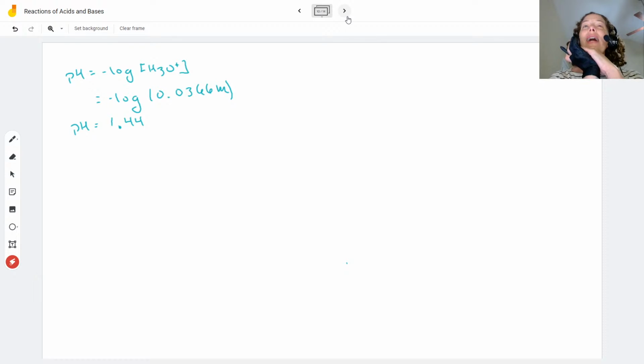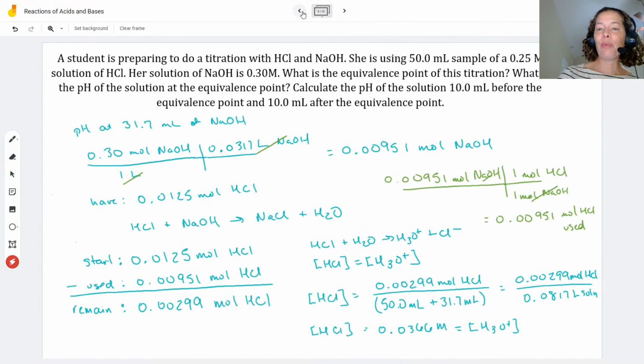Okay, so let me pose this question to you, because of course we haven't even finished this question yet. So this was the pH of the solution before the equivalence point, and we haven't done 10 milliliters yet after the equivalence point. Let me just talk through this really quickly, and then I'll actually show you my other problem that I was going to work.